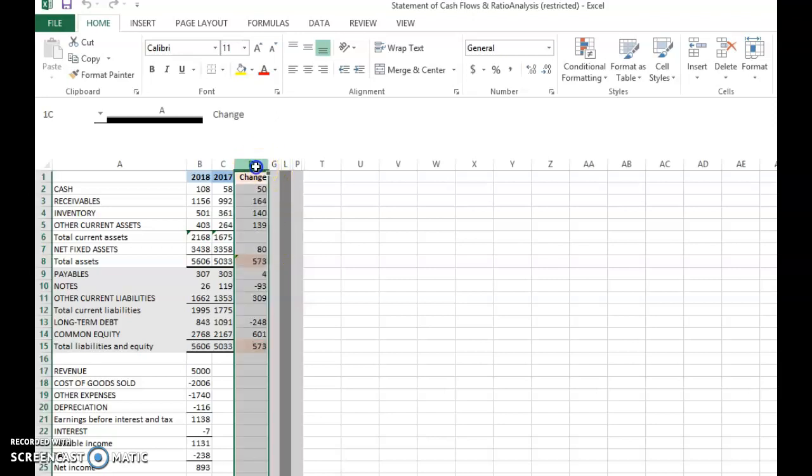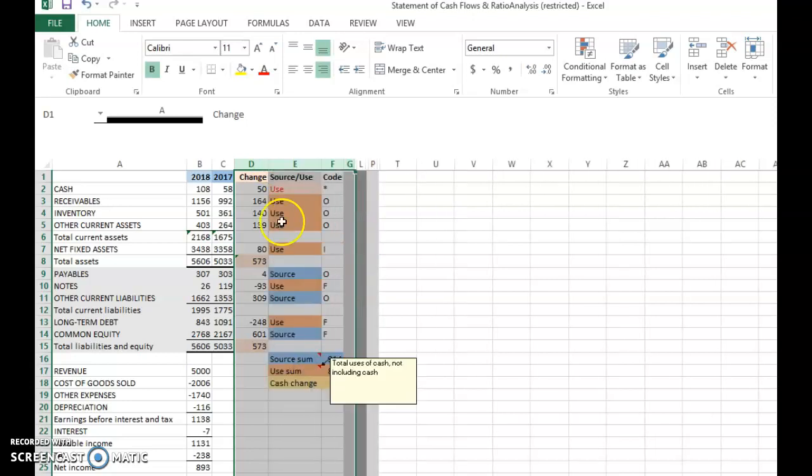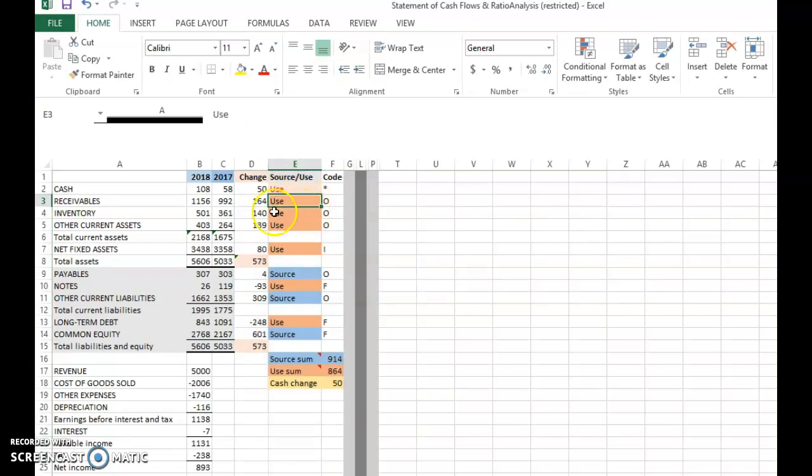Then what we do is we expand this to show the next step here. The next step would be to categorize each change as a use of cash or a source of cash. So that's the second step. The first step is to compute the difference in each item, for both the assets portion and the liabilities and equity portion. Then you compute the total, and this total must be equal to this total here. It cannot be any different. That is the first step.